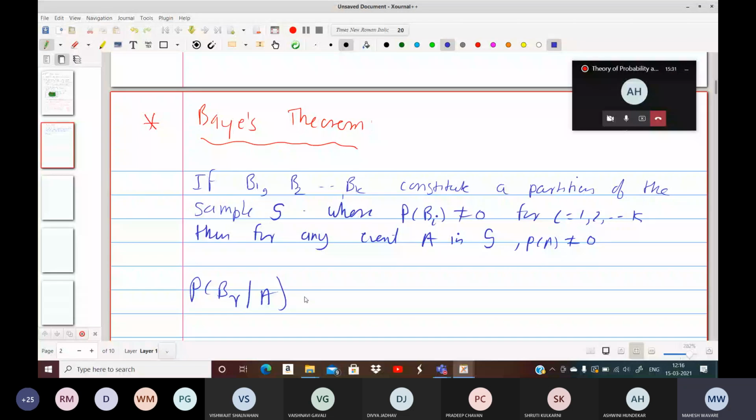So it is the probability of Br multiplied by the probability of A conditional on Br, and it is divided by the summation over i from 1 to k of the probability of Bi multiplied by the probability of A conditional on Bi. So the denominator has a summation.